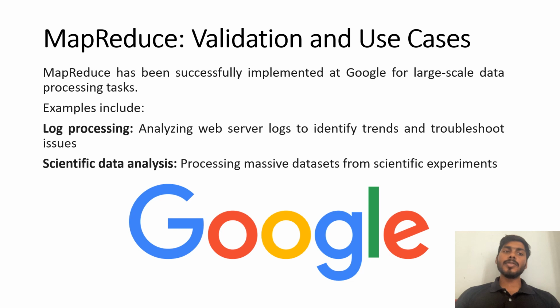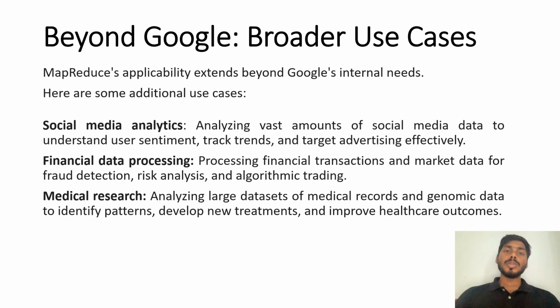We all might be wondering where this MapReduce is used, what companies use it, and why it is used. So let me answer all these questions. MapReduce has been successfully implemented at Google for tasks like log processing and scientific data analysis. It is also implemented at Apache and other top MNCs. Not only Google for log processing or scientific analysis, it is also used in social media analytics, financial data processing, and medical research as well.